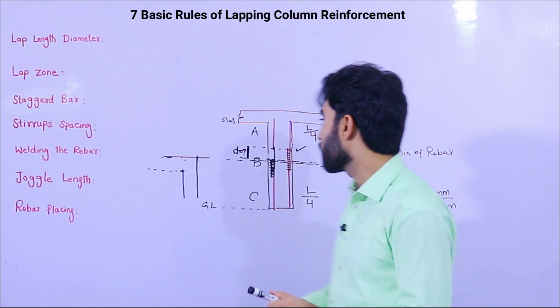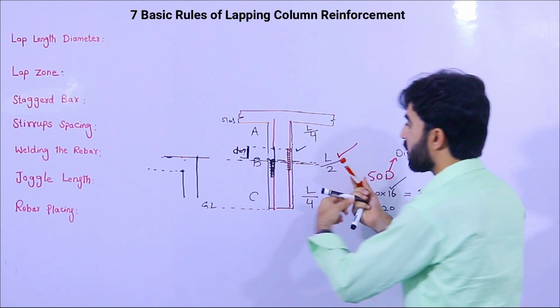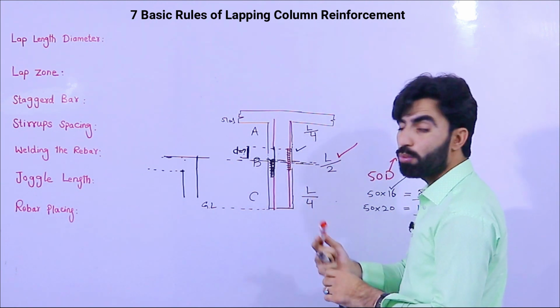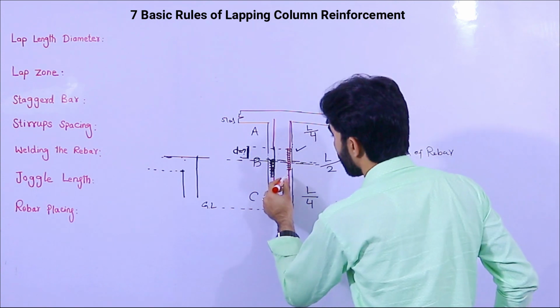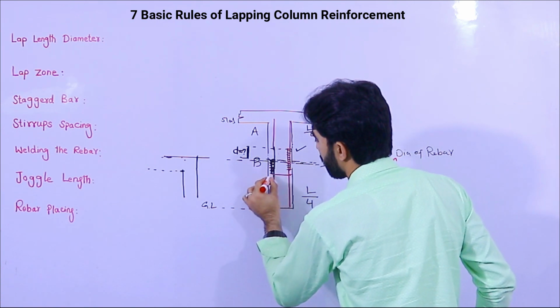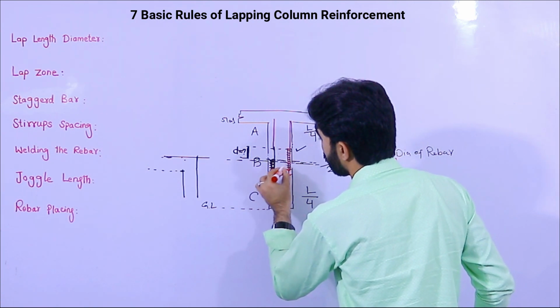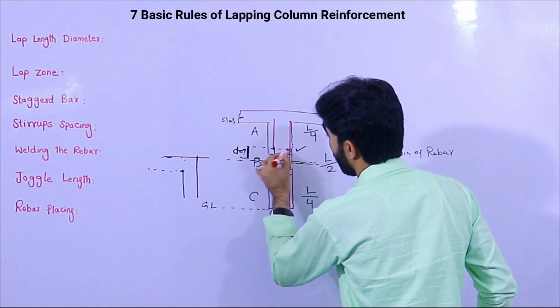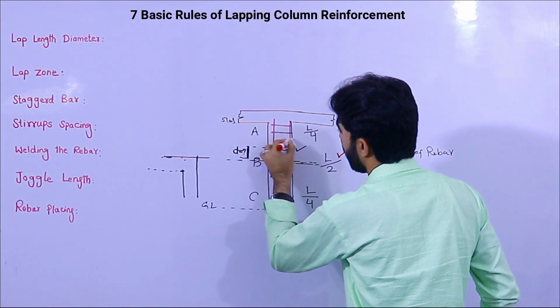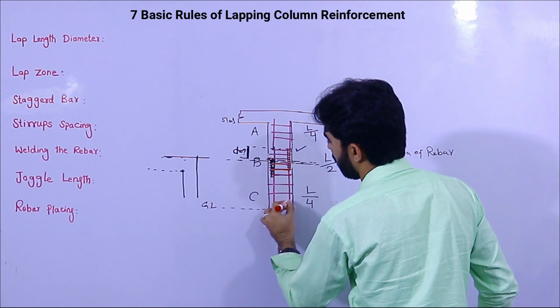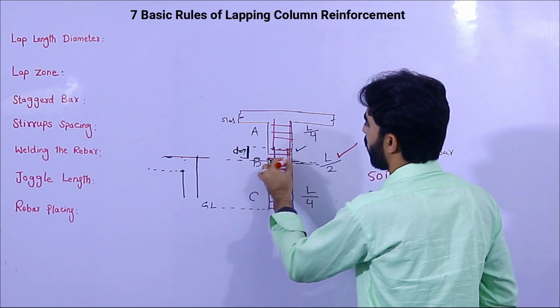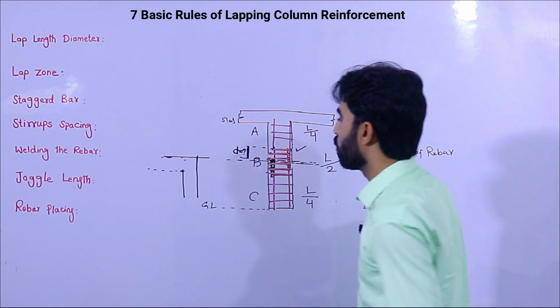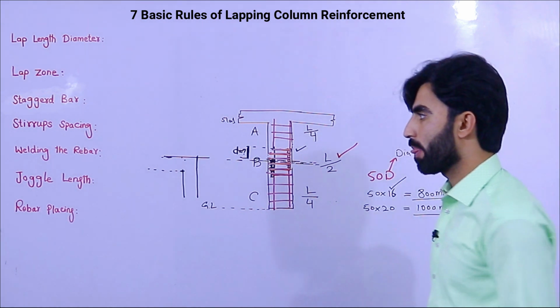This is very important. As you can see here guys, this is the lapping length, the lapping zone, where we are providing the lapping. In this case the stirrups should be provided closely compared to the top and bottom. So in this place we will provide them closely. So this is the fourth point, a basic rule.